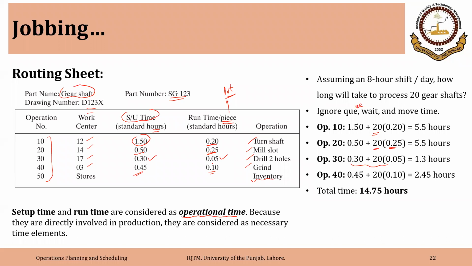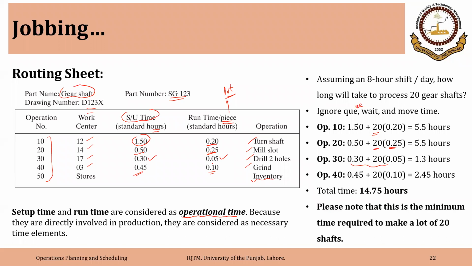We are having an 8-hour shift per day. But again, this is the minimum time required to make a batch or lot of 20 shafts. So in technical terms, we can say that we are assuming 100% efficiency. Even the time spent on these machines might be greater than this. So we are assuming 100% efficiency and we are assuming 100% utilization as well.